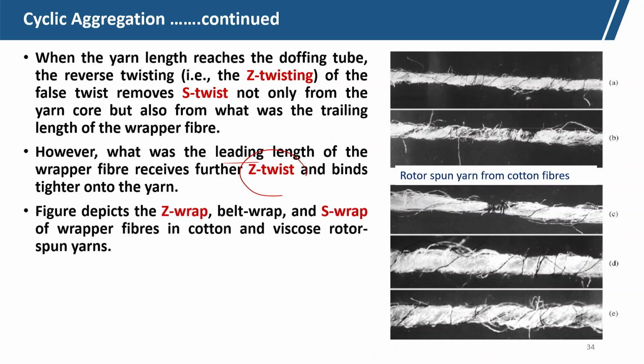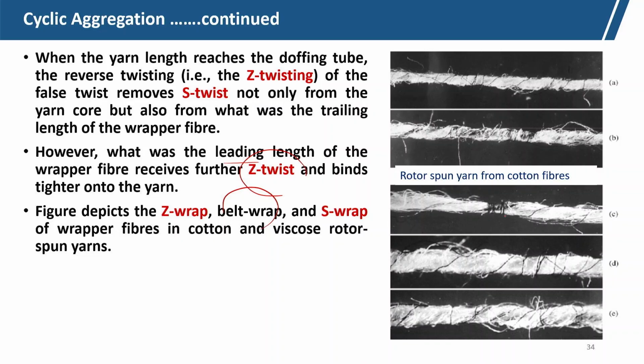And this figure depicts the Z wrap, belt wrap and S wrap yarn. There is a combination of these during cyclic aggregation. So, these things happen randomly, depending on the gap, depending on the even twist flow. So, this wrap angle may be Z wrap angle, belt wrap angle and S wrap angle.